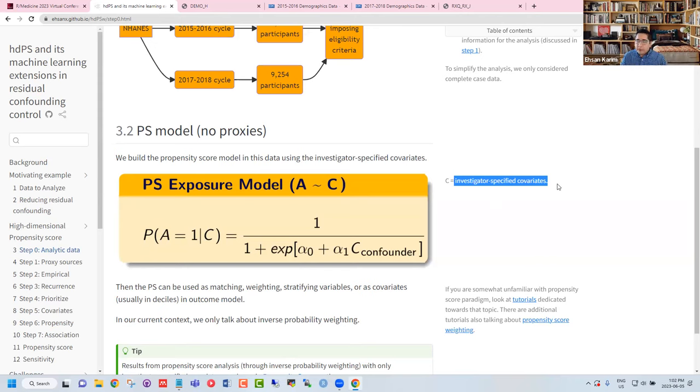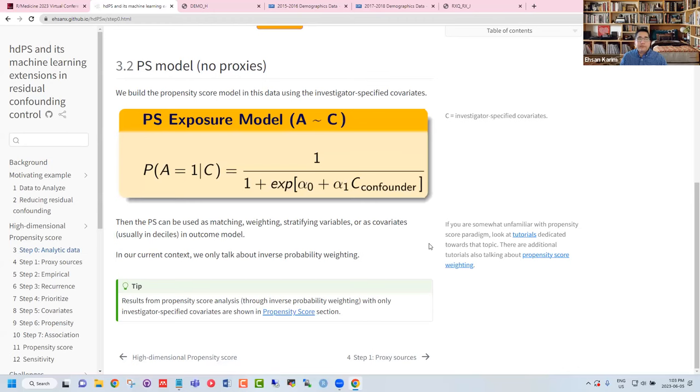Remember, we talked about 25 investigator-specified covariates where 14 of them came from demographic and behavioral access information and 11 of them were coming from lab information. So in a regular propensity score analysis, we would be using only those information in our propensity score model, right? But in this workshop, we are going to talk about how to incorporate the proxy information so that we can build a high dimensional propensity score.